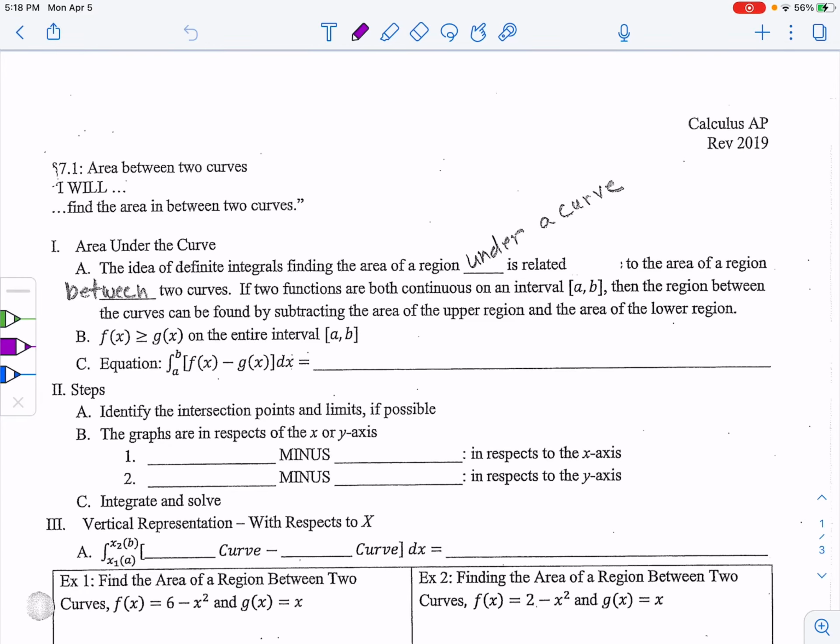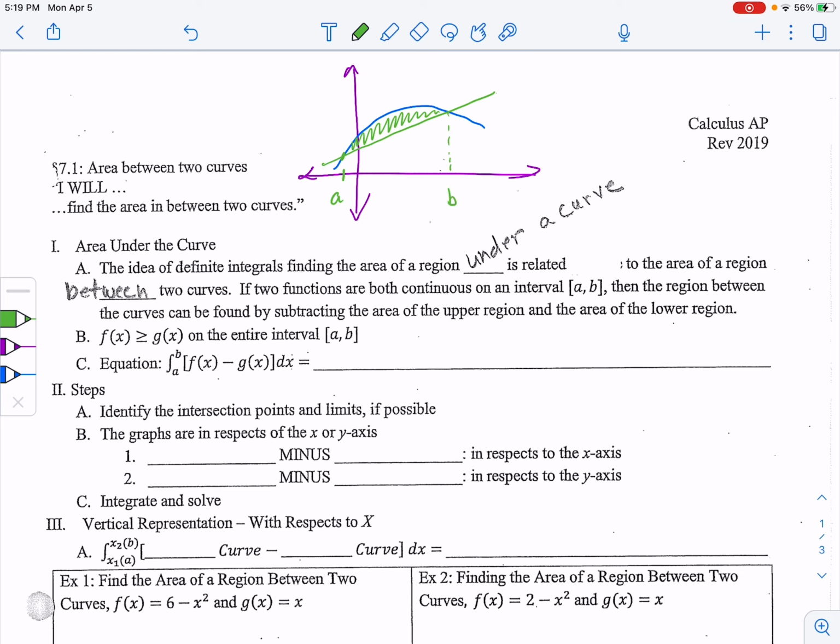Today's lesson is finding the area between two curves. Basically, I'm going to draw you a picture first before we read all those words. So, I have one curve goes like this, one curve goes like this, and I want this area. And we integrate from this point, which is A, and this point, which is B.